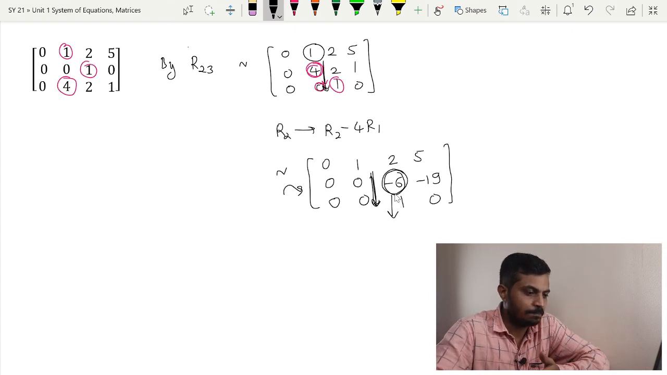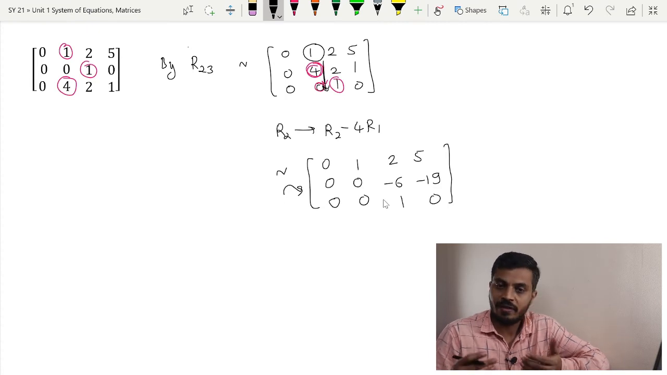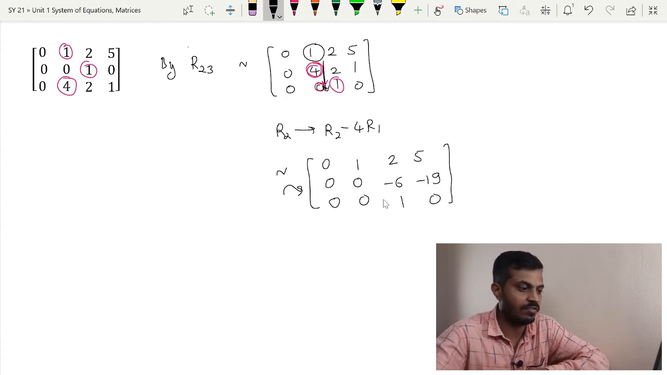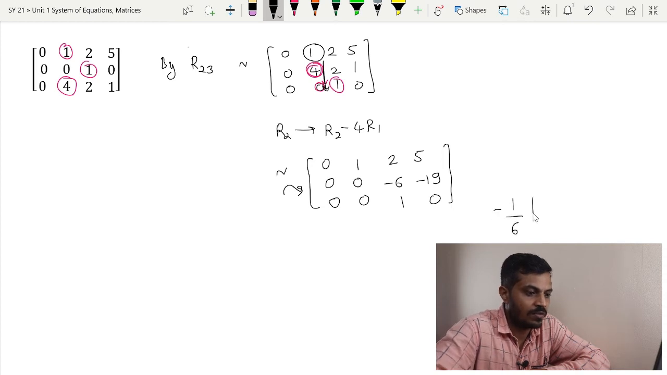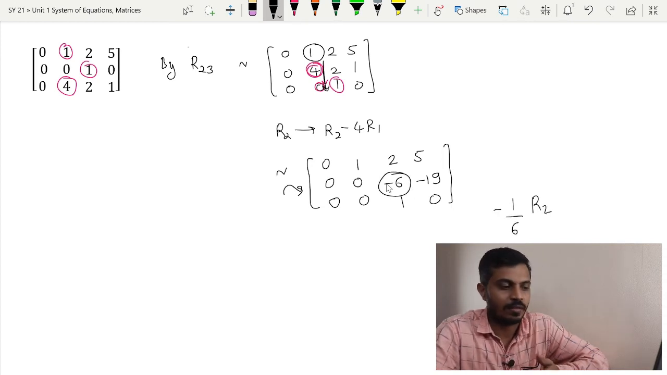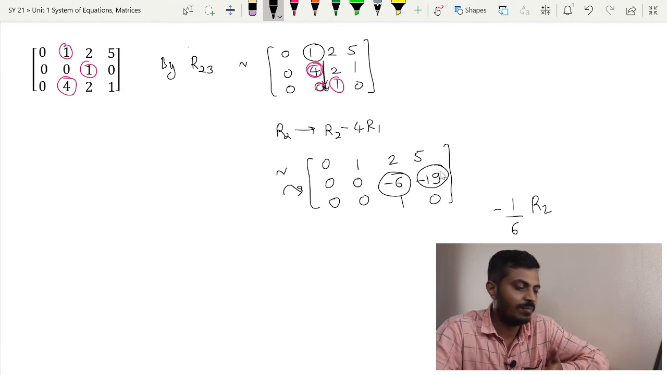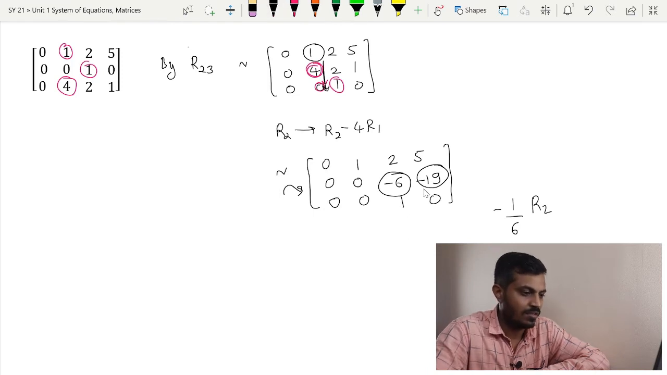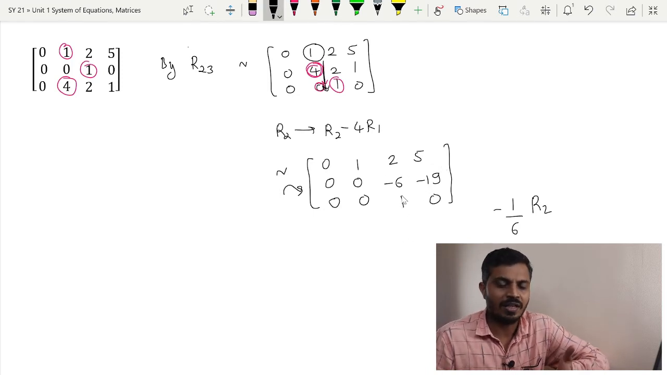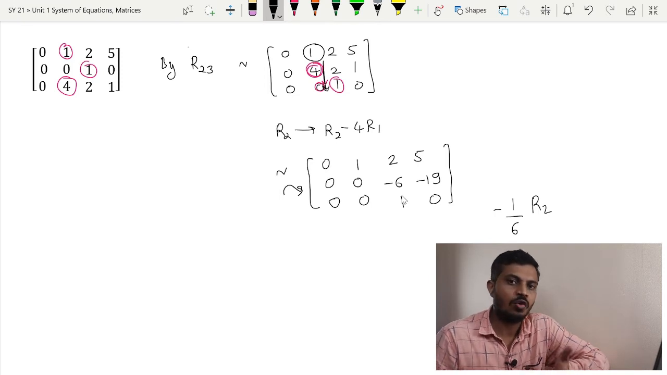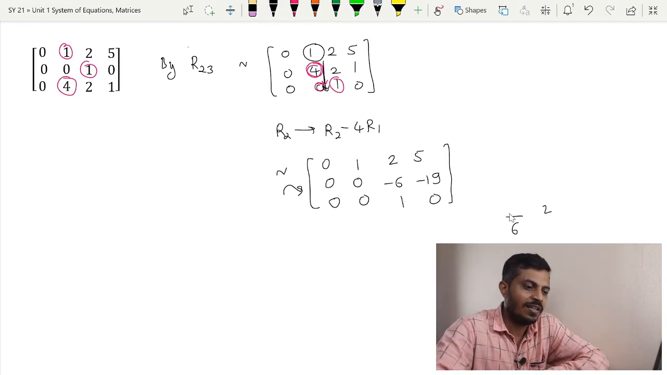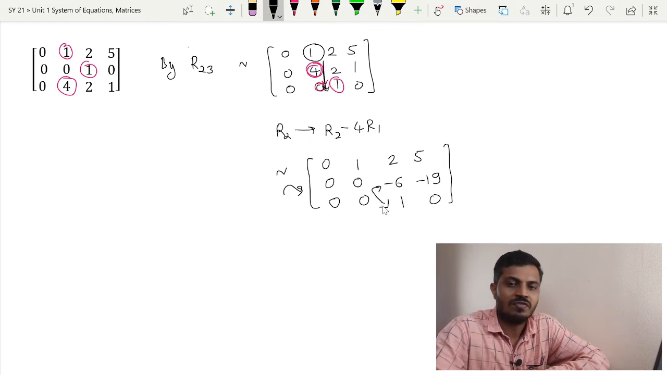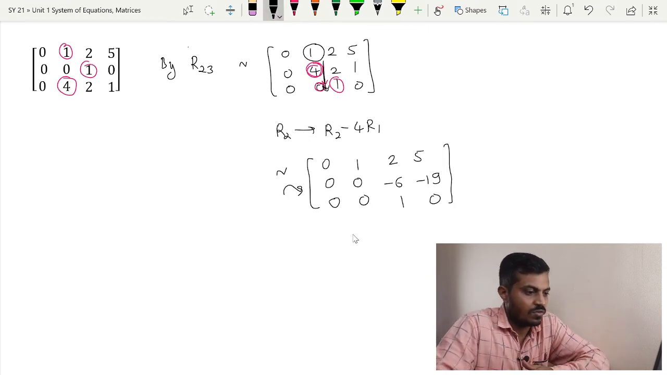You can see that it is possible by dividing, but we will get fractions, because if I perform minus 1 upon 6 R2, definitely this entry will be 1, but over here I will get minus 19 upon 6, and that doesn't seem good, right? Because we get a fraction there. So we will always try to simplify our things instead of going into complications. So what is the easier way? The easier way is to interchange the second and third row. So I will say R2 interchange R3.